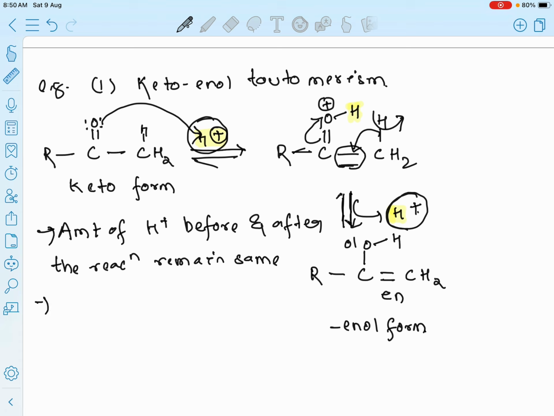Henceforth, what is happening? H plus is actually the first chain of the keto-enol tautomerism. Therefore, the amount of H plus does not remain the same before and after the reaction, and also it is accelerating the rate of the reaction. Therefore, you can say H plus is acting as a catalyst.